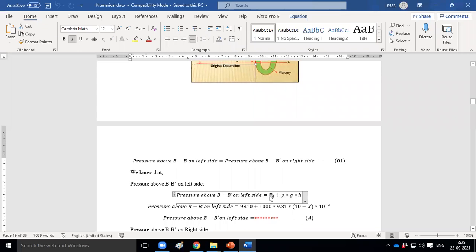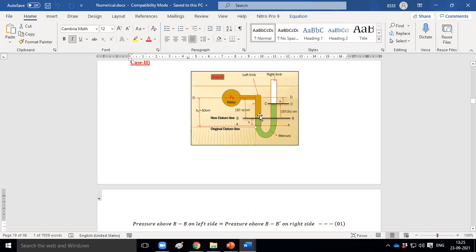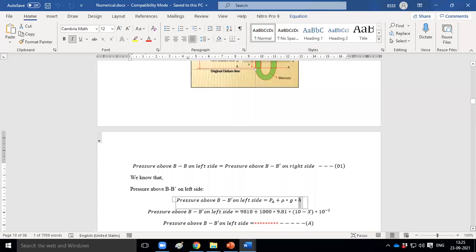So PA is given. What is the value of PA? 9810 is given in the numerical itself. Rho, the density of water, is 1000. G is acceleration due to gravity. And H is represented by 10 minus X. Why 10 minus X? Because we already did some calculation for case 1 and case 2, depending on the original datum line and new datum line. We already found 10 minus X as the height of water above the datum line BB dash on left side, and then multiplied by 10 to the power minus 2.